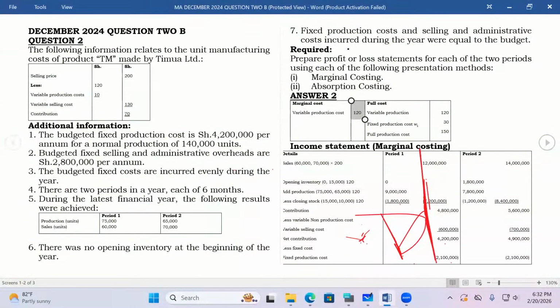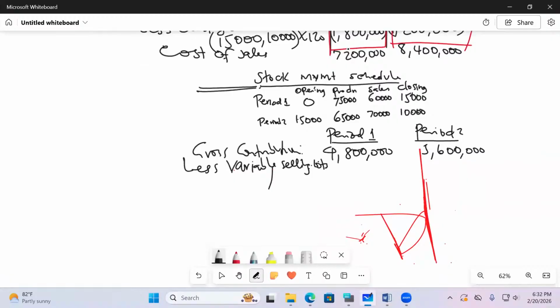Somebody says 10. But remember that 10 is for each unit. So I must look for the units that we sold to multiply with 10. I can see the period 1 sales were 60,000. Period 2 sales were what here, somebody? 70,000. And then I'll come here and multiply this with 10.